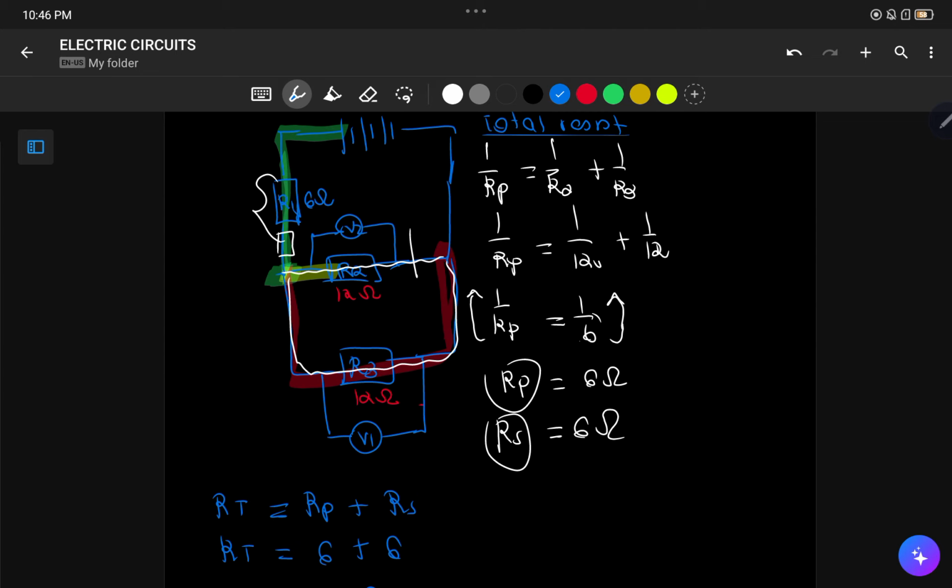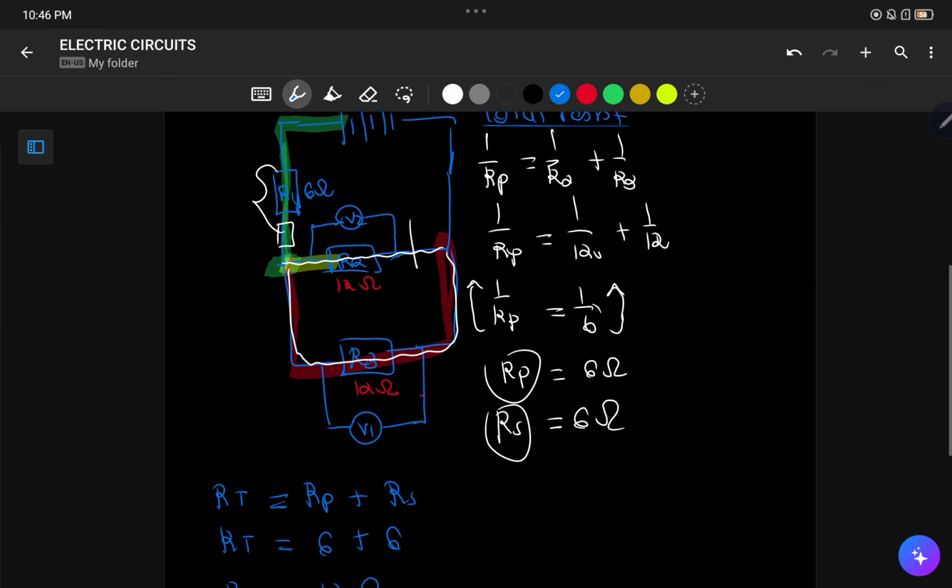If you don't understand, please go back and watch the video again so that you can gain a full understanding or an overview of R parallel and R series, and then calculating the total resistance. So that is the formula to calculate total resistance.